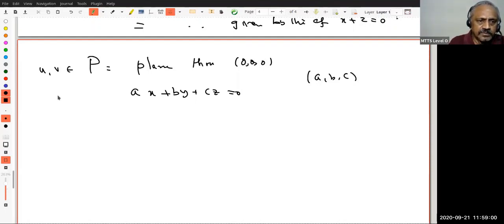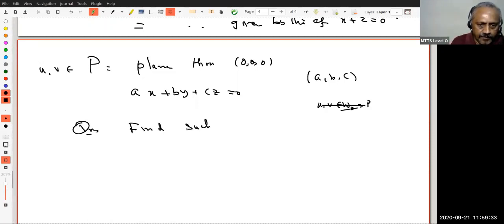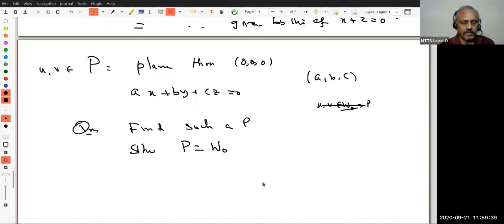So when I want to say this, what I want to do, are you following what I want? I know u and v belong to W naught. I want to say W naught is a plane. And any plane passing through origin is given by Ax plus By plus Cz equal to 0. Therefore, I want to know whether there exists a plane passing through origin which will contain u and v. That's the first question. Next, whether that plane P equals W naught. That's the second question. Do you understand this? There are two questions. Find such a P, then show P is W naught. Is that clear to all?